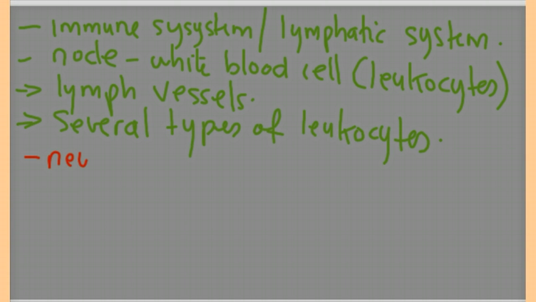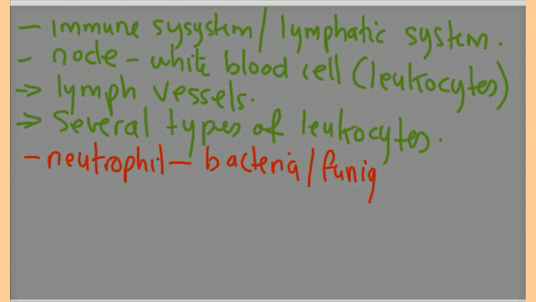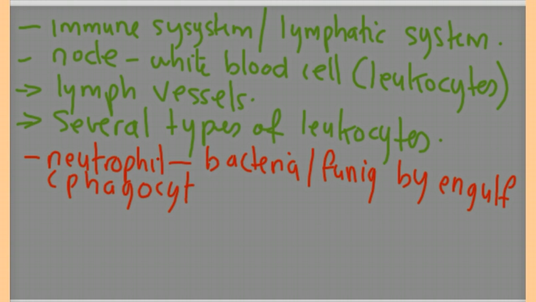And they are neutrophil, N-E-U. And the neutrophil, basically, it fights off bacteria and fungi by engulfing. And this type of white blood cell is said to be phagocytic, P-H-A-G-O-C-Y, because it eats up the bacteria, it engulfs it, or the fungi.